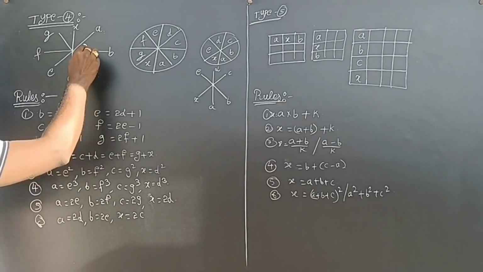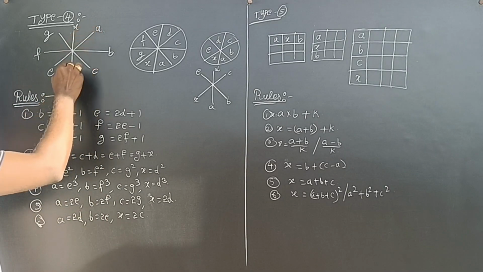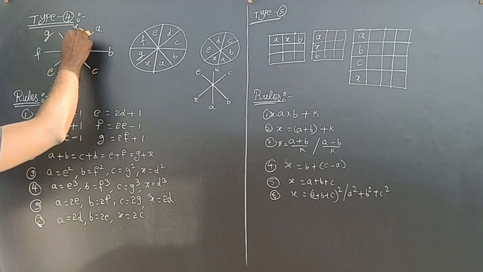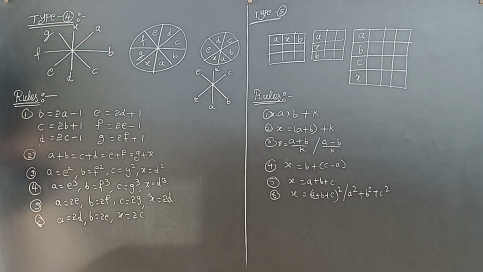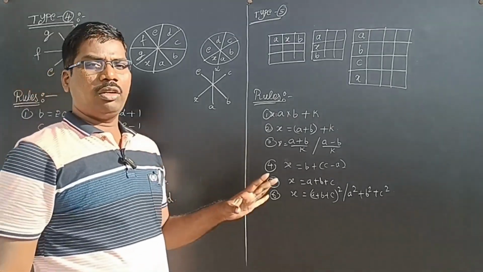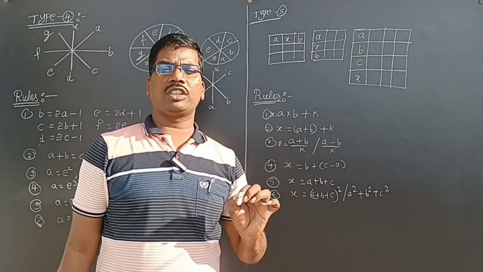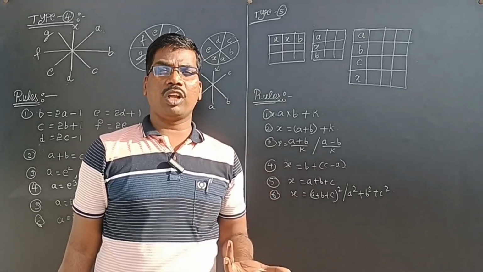Otherwise, A is equal to 2 into D, this number. Next, B is equal to 2 into E, this number. So like that it will be there. So whatever the case is there, you have to identify it first. What is this, and what we have to do.